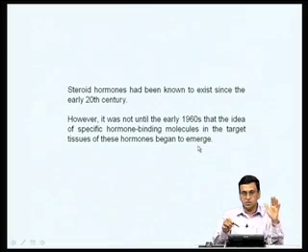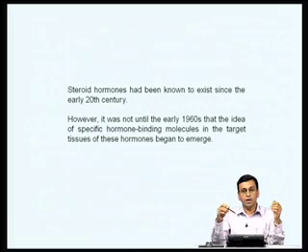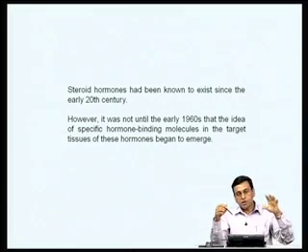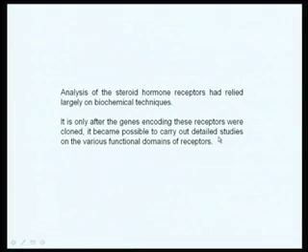So, till 1960 people did not know how these hormones work, but then in the early 1960s and 70s, biochemistry ruled the world of biology, and when biochemists started grinding the tissues and looking at what kind of protein molecules bind to the steroid hormones, it soon became very clear that tissues which are responsive to these hormone molecules actually contain proteins which bind to these steroid hormones. So, the concept that these hormones may be acting by binding to specific receptors began to emerge from biochemical studies carried out in the early 60s. The analysis of the steroid hormone receptors had relied purely on biochemical techniques.